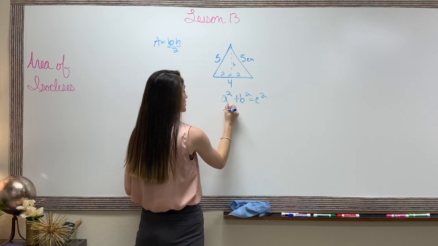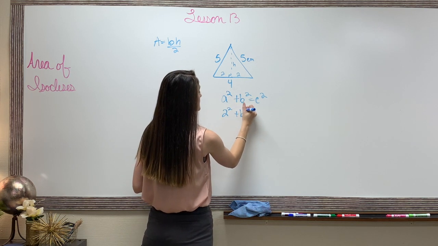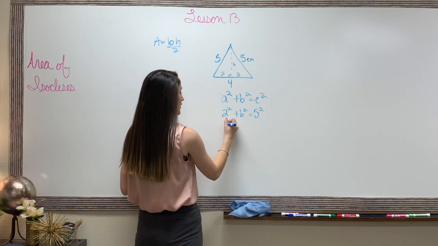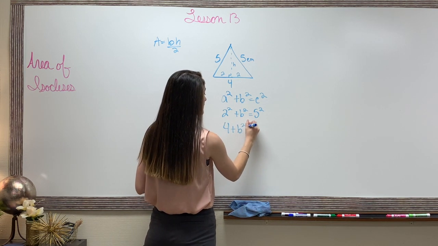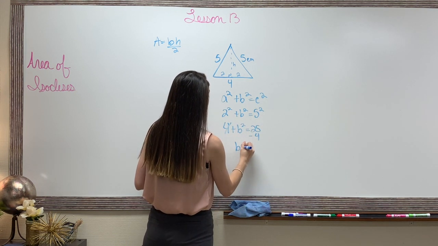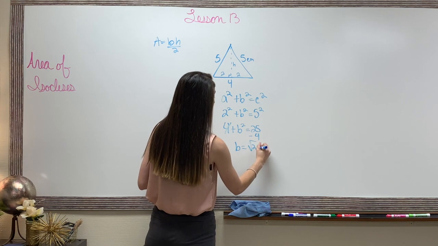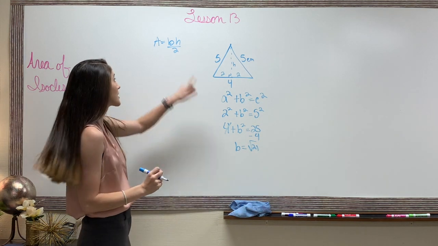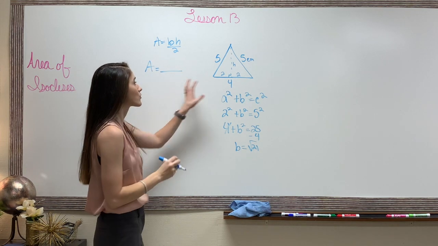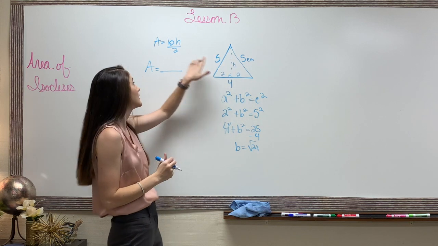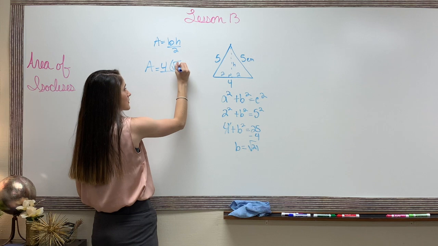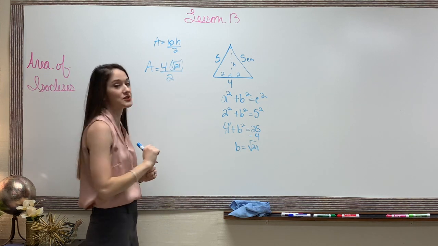I'm going to replace a with 2, so 2 squared plus b squared equals 5 squared. Okay, so we have 4 plus b squared equals 25. We're going to subtract 4. So b equals the square root of 21. So I'm going to hold that number and plug it into my formula. So area equals, okay, now we're looking at the area of this entire triangle, and our base is 4. And our height is the square root of 21, divided by 2.